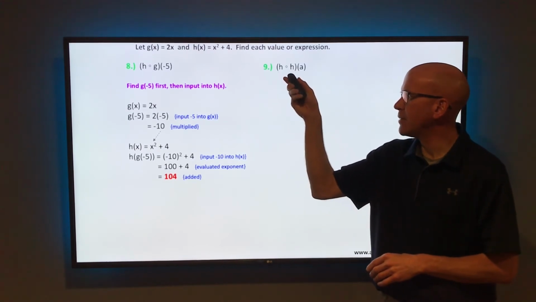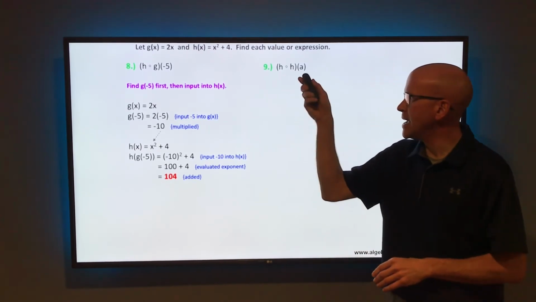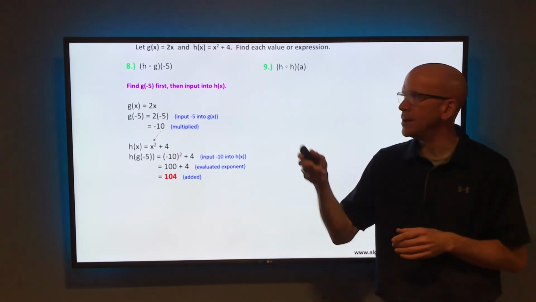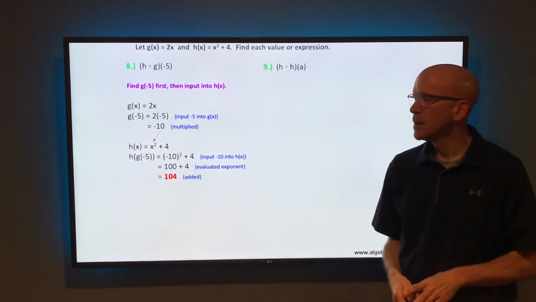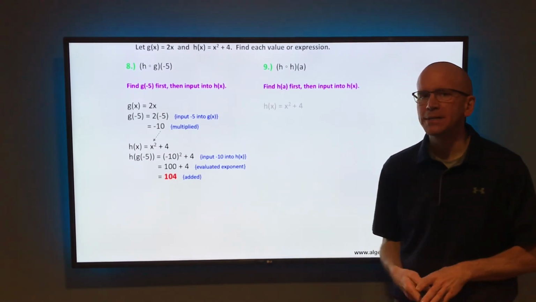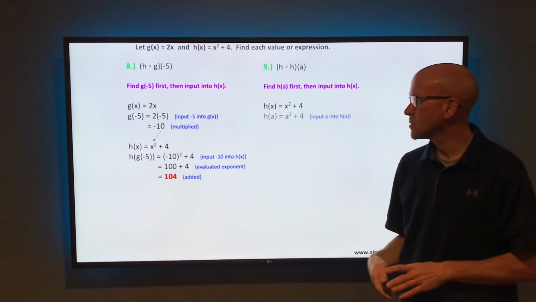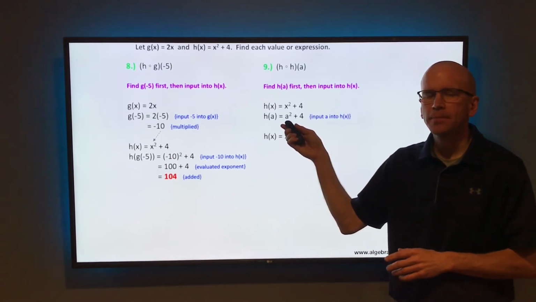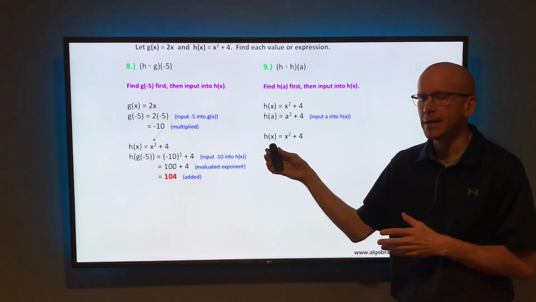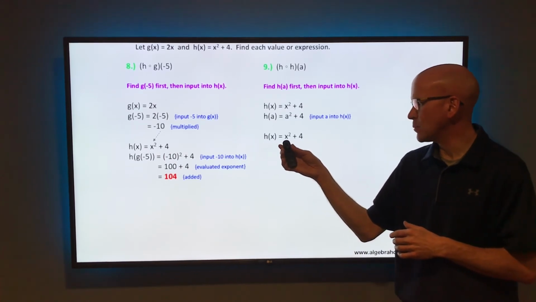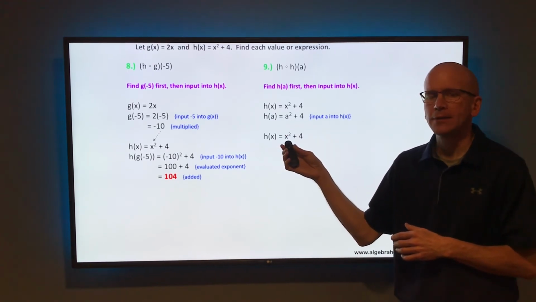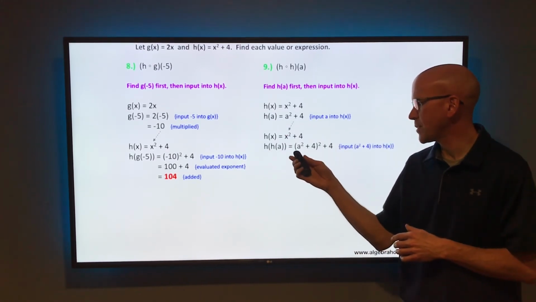We're going to find h of h of a. So find h of a first, then that output will become the input into h of x again. So to find h of a, go to what h of x is, x squared plus 4, replace that x with an a. So that will just be a squared plus 4. Then that output becomes the new input into h of x once again. So take h of x, which is x squared plus 4, put that a squared plus 4 in for x. So you're replacing that x with that a squared plus 4.